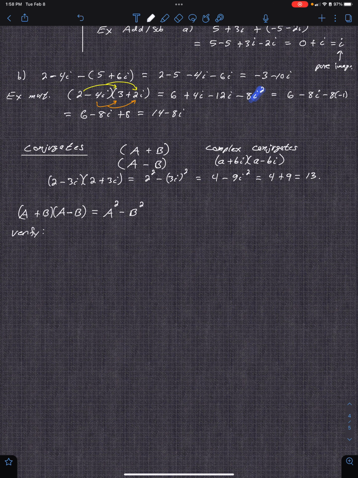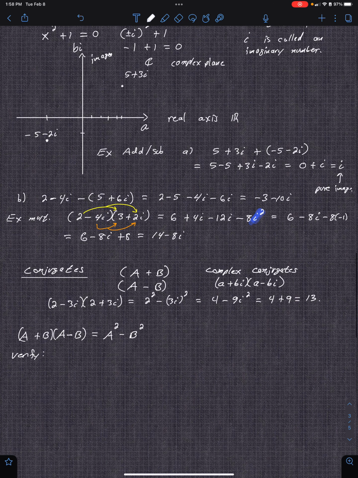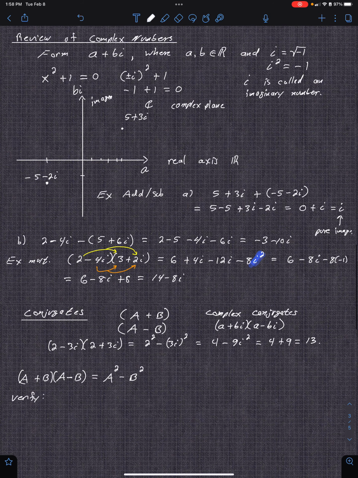Okay, so that was a quick overview of complex numbers. This will be used when we get into 3.4 on zeros and roots of polynomials, because there are some theorems we're going to be looking at in that section, and the concept of zeros and roots of polynomials. So we'll do that in the next video.